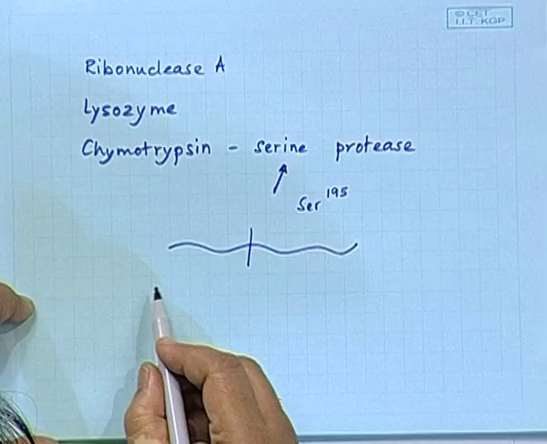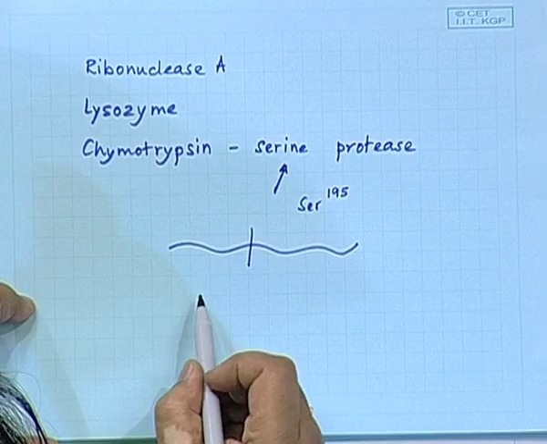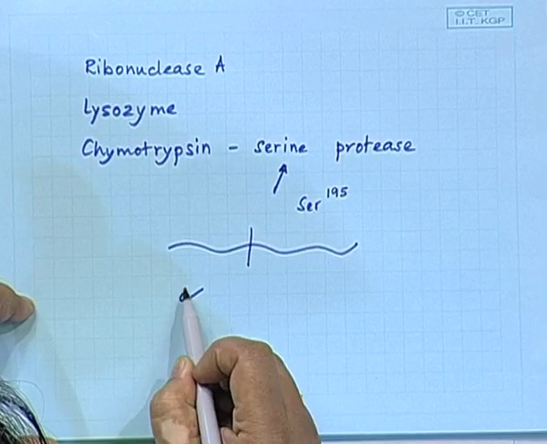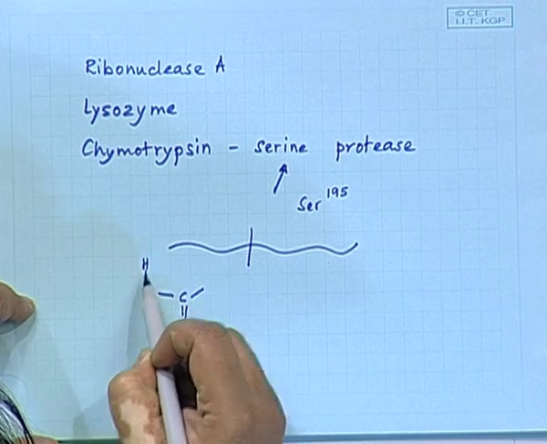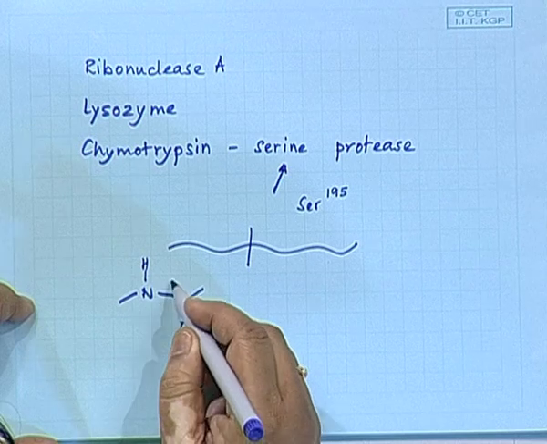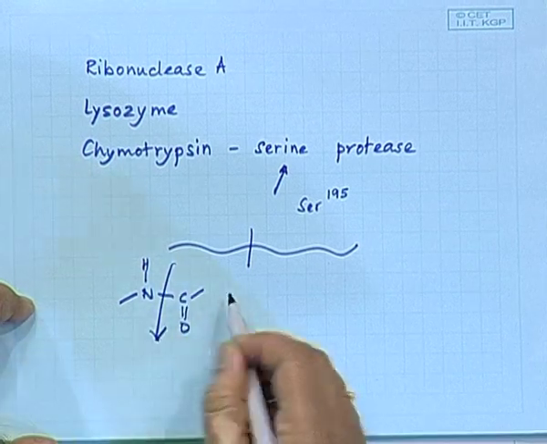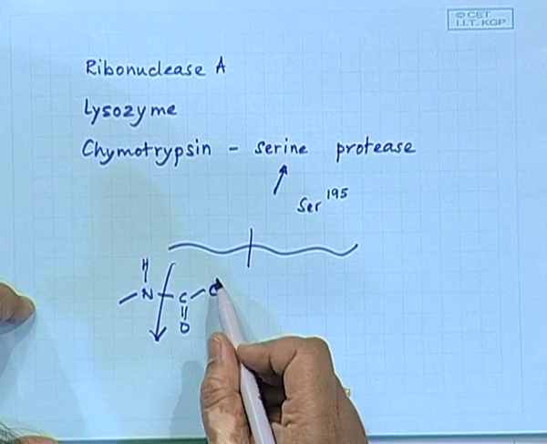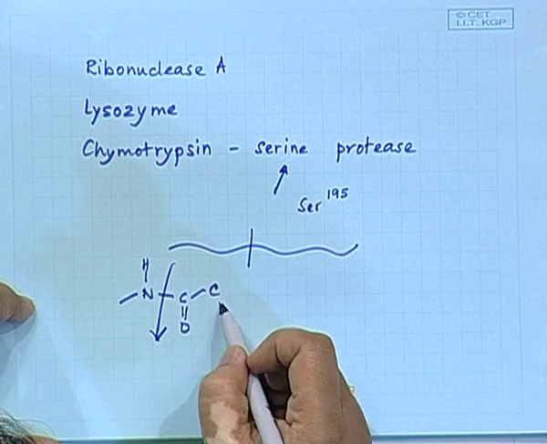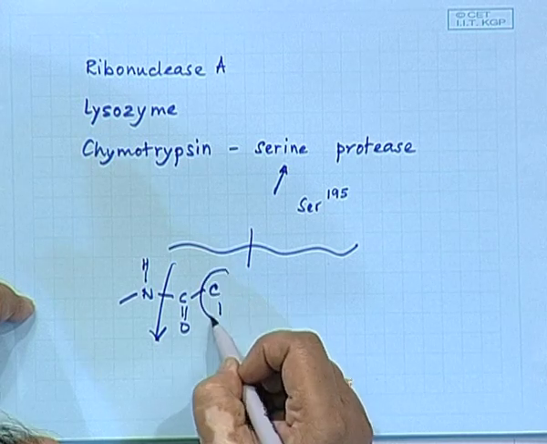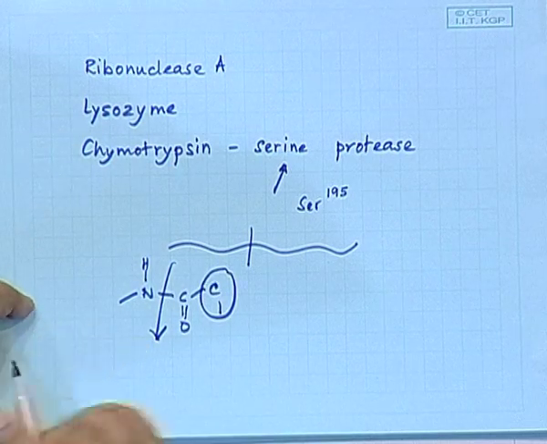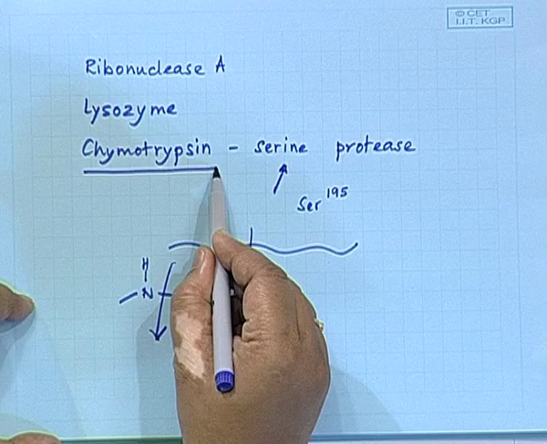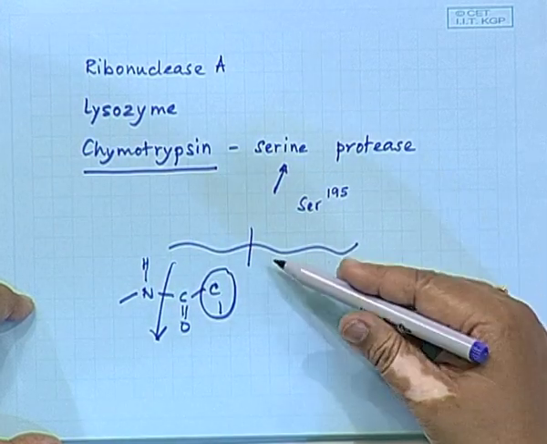So, what we are doing is we are cleaving a peptide bond, right. We are cleaving a peptide bond only if this group attached is what? What type of group has to be attached here? A bulky hydrophobic group. Okay. So, when we have chymotrypsin, we have a particular type of breakage.